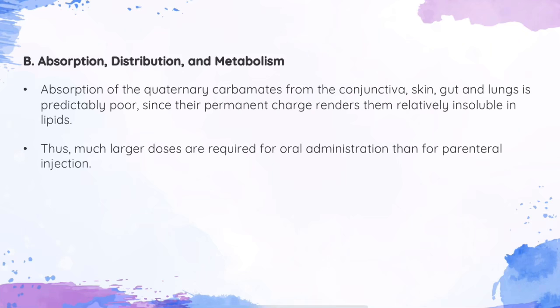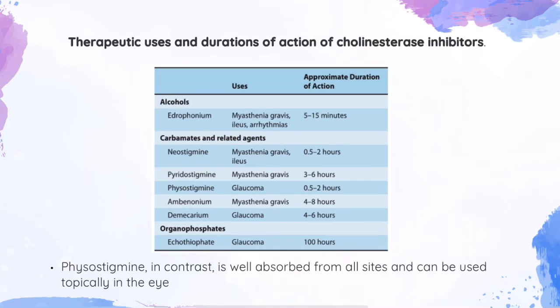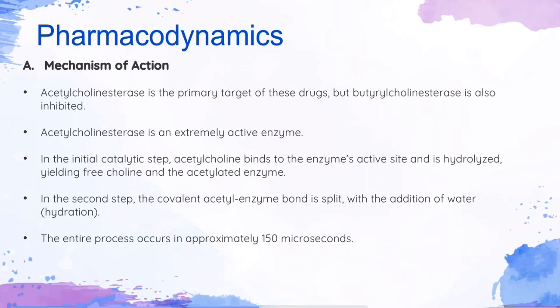So, absorption, distribution, and metabolism. Absorption of the quaternary carbamates from the conjunctiva, skin, gut, and lungs is predictably poor, since their permanent charge renders them relatively insoluble in lipids. Thus, much larger doses are required for oral administration than for parenteral injection. Next, the therapeutic uses and durations of action of cholinesterase inhibitors. So, the pharmacodynamics. First is the mechanism of action.